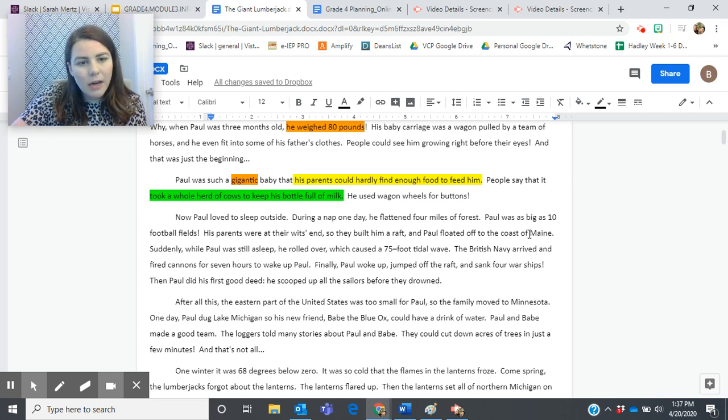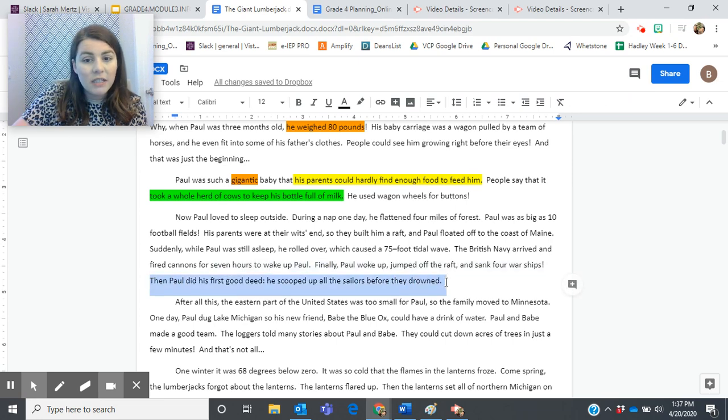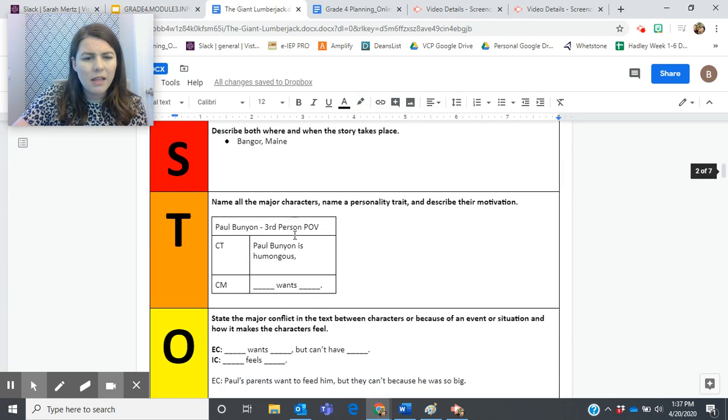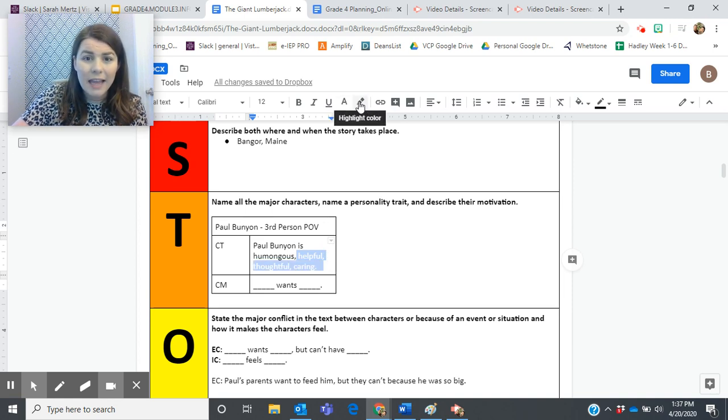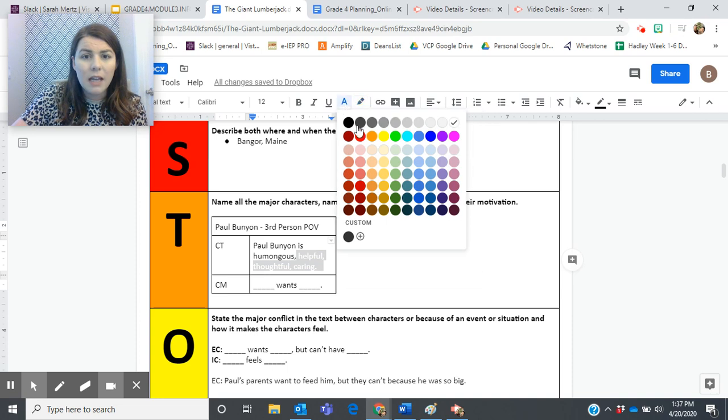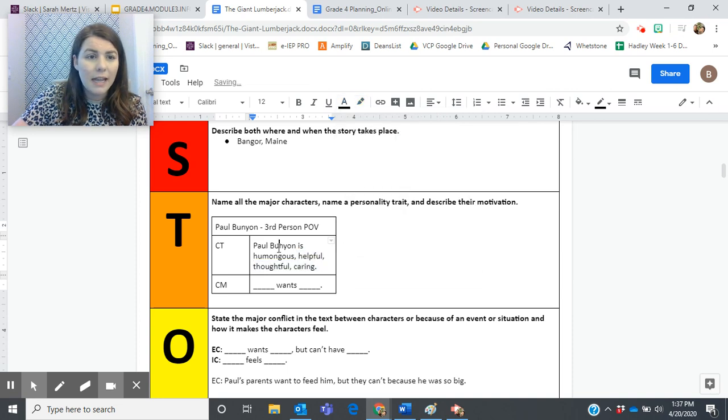Talking characters. Did I learn anything else about Paul? Well, I learned here that he did his first good deed. He helped all of these sailors who were getting ready to drown. So the other thing that I'm thinking about Paul is that he's kind of helpful, thoughtful, and caring. All of these things help us understand what Paul did, or a trait that Paul might have that describes his personality. No character motivation yet.